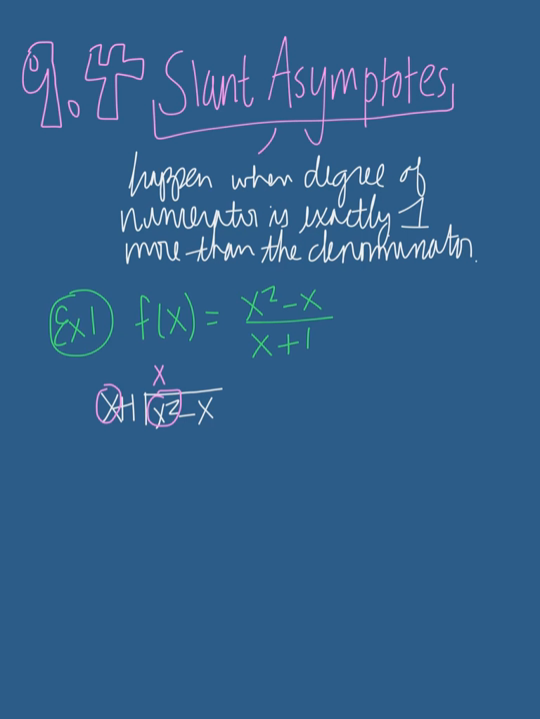And then just like long division, you're going to take that x and multiply it. I'm going to point at it with my lightsaber. So I'm going to do x times x plus 1. And that's going to give me x squared plus x. So x times x is x squared. x times 1 is x.